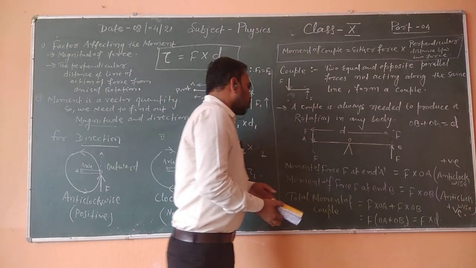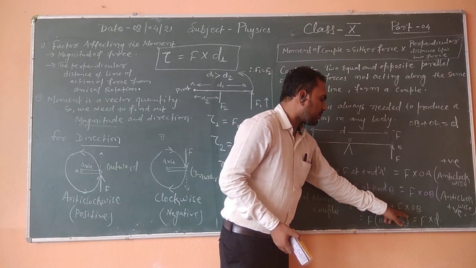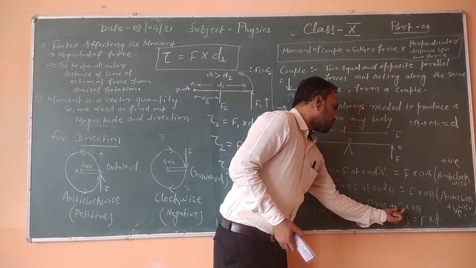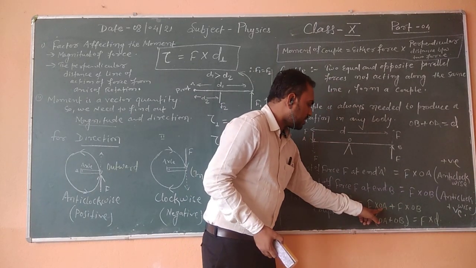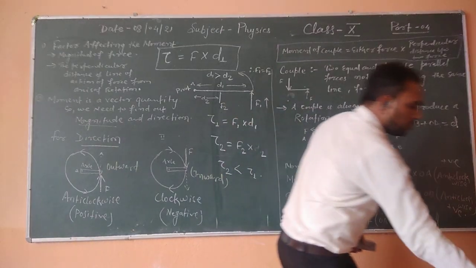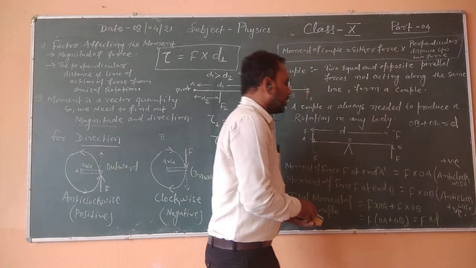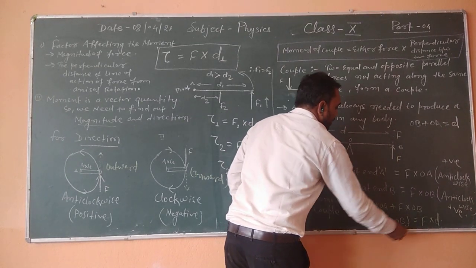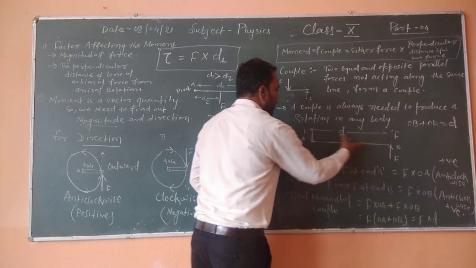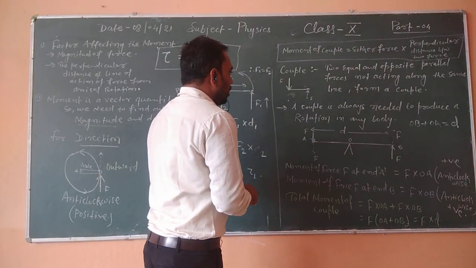So simply, the total moment of the couple will be F into OA plus F into OB. Here there is a common F, so we take it common and we find F into OA plus OB, and OA plus OB is equal to D. So there is the formula of couple.